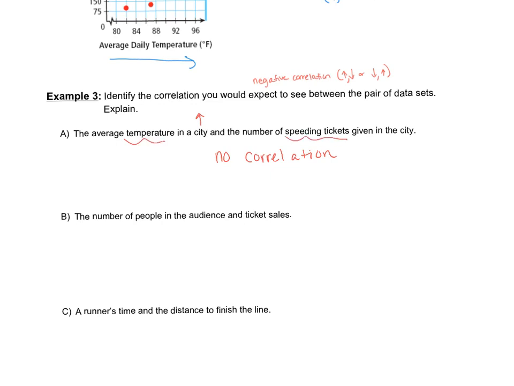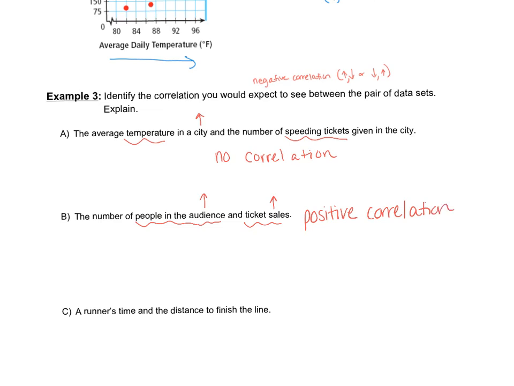Okay, number of people in the audience and ticket sales. As the number of people in the audience increase, what happens to the ticket sales? Well, they must have increased. As more people bought tickets, the more amount of ticket sales. So as one goes up, the other goes up. Keep in mind that's a positive correlation because they're going in the same direction.